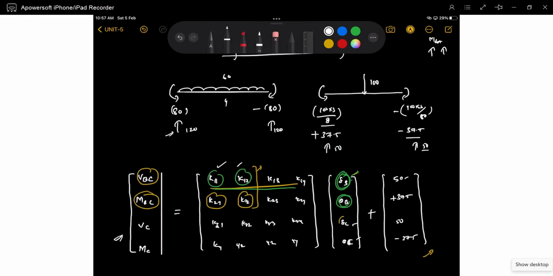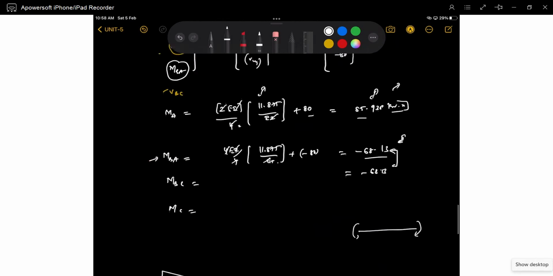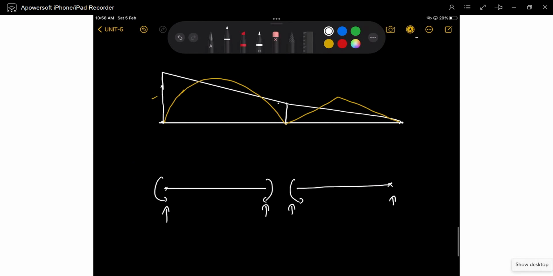By the second matrix, if you see, delta B is 0. Theta B and theta C, two variables are there. You have to maintain two vectors. No need to write again. Directly multiply and you can get it. So you will get the reactions. This is VBA and VBC.